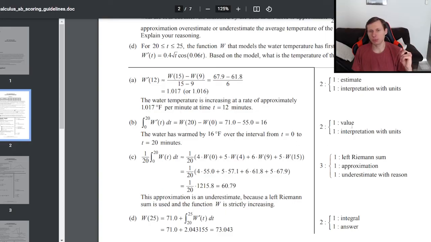For part B, 1 point for the value, 1 point for the interpretation. They got 16 degrees Fahrenheit, which is what we got. And they said that the water has warmed by 16 degrees Fahrenheit. We said that the water temperature increased by 16 degrees Fahrenheit, which is the exact same thing.